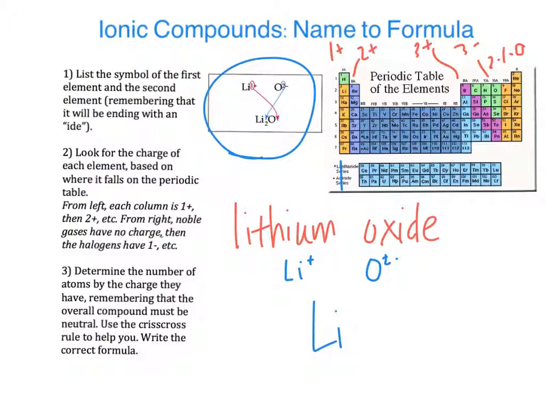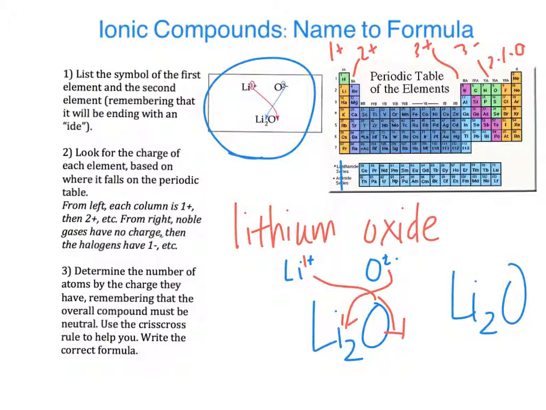So LiO, I'm going to write this again. I'm going to take the 2 from up here, it's going to go down here, so Li2, and I'm going to take the 1 from up there, it's going to go down here, and well, I don't need to put a 1 because we don't need to, so Li2O is going to be the correct answer for that.